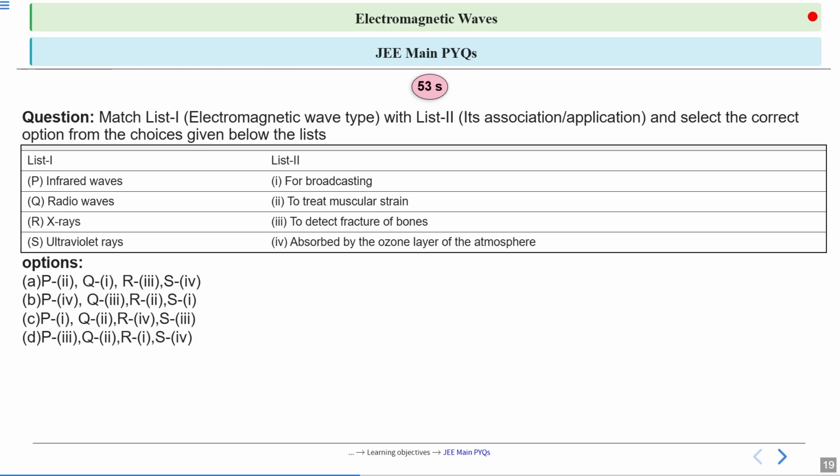NEET PYQs will be uploaded on the website. There is no live lecture for NEET PYQs, only JEE PYQs are live, but NEET PYQs will also be there on the website.